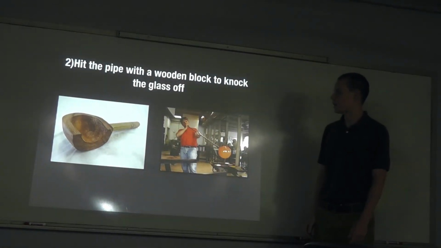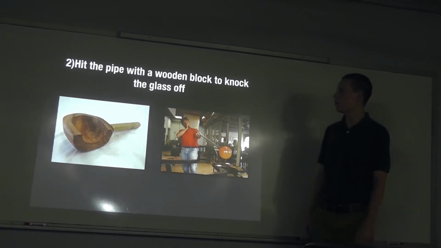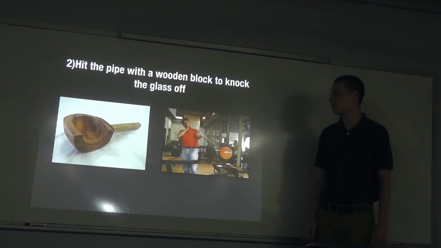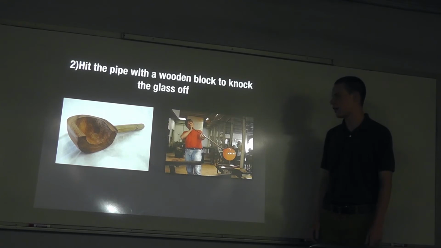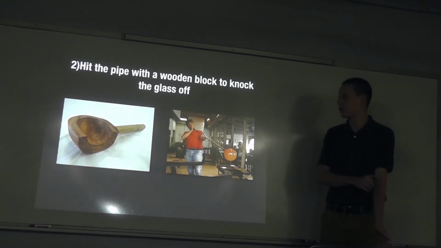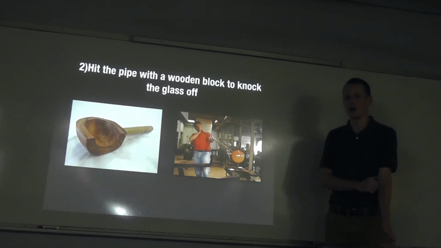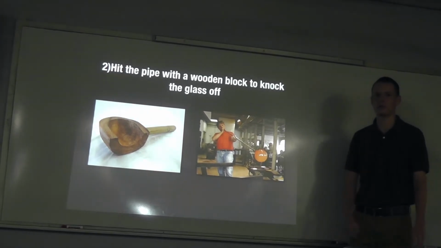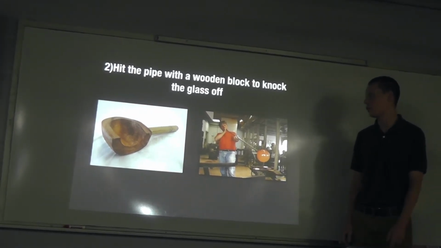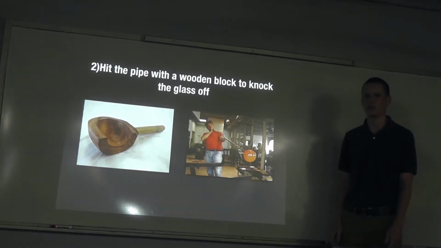And then the second step is once it's cut and they have kind of a cut put in there, they take a wooden block, the wooden block is what they use to shape the glass, and they hit the pipe with it to see if they can knock the glass off. But it has to be wood, because the wood absorbs a lot of the shock to keep the glass from breaking. But if it doesn't come off the first time and they hit it more than once, they increase the chance of cracking it.